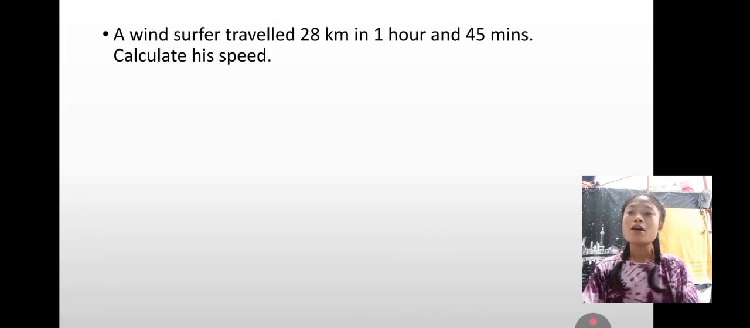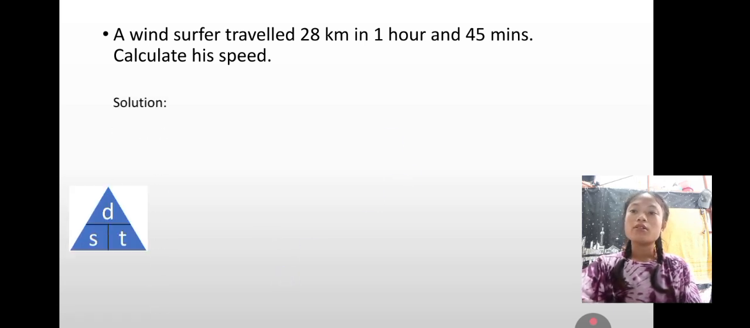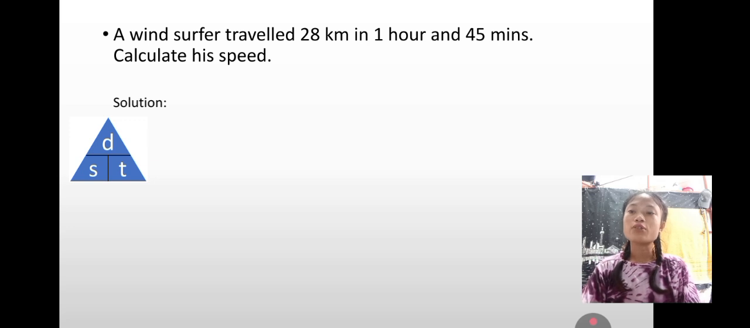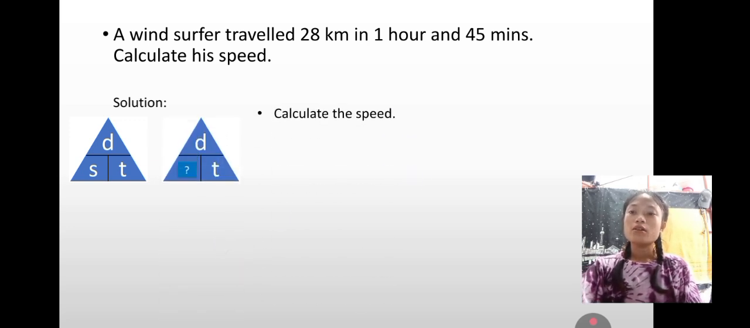Next word problem. A windsurfer traveled 20 kilometers in 1 hour and 45 minutes. So, calculate his speed. As usual, ato ibutang atong standard nga formula. First step, identify what's being asked. Ato ibutang ang what is asked: calculate the speed.